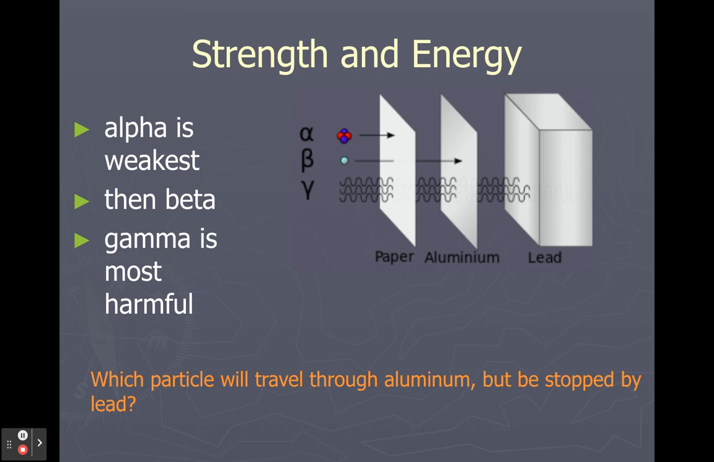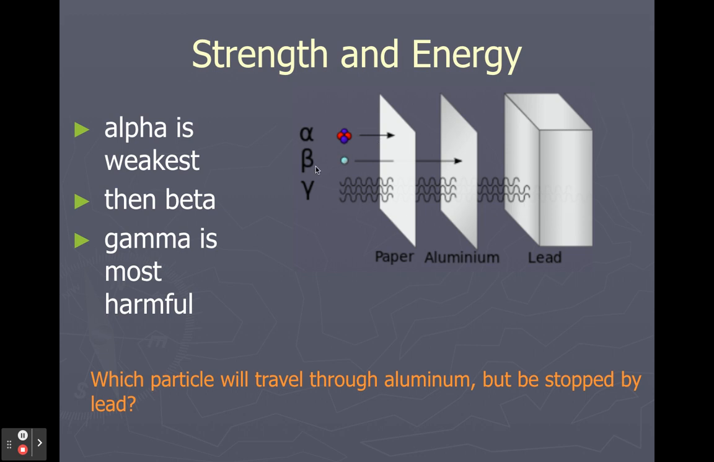Okay. So let's take a look at some of the particles, the alpha, beta, and gamma. Alpha being the weakest, then beta, then gamma. Look at the diagram and see which particle will travel through the aluminum but be stopped by lead. Okay. Hopefully you said the beta particle. Sorry, the gamma particle, my bad. Okay. So gamma can travel through paper, travel through a lot of metals, but not lead. Gamma is the most harmful.